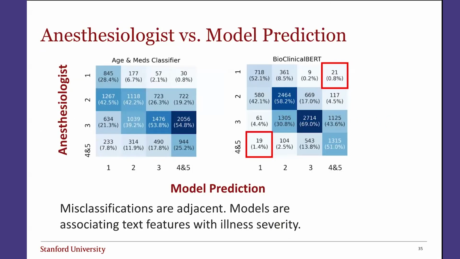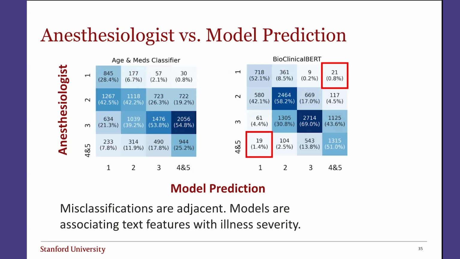We did two things. One is we first looked at the age and meds classifier and compared that against the language model. And you can see that the language model is doing a much better job at categorizing patients. On the y-axis is the ASA score that the anesthesiologist assigned when they were taking the patient to surgery. And on the x-axis is what our models are predicting. So the optimal model will only predict along the diagonal.